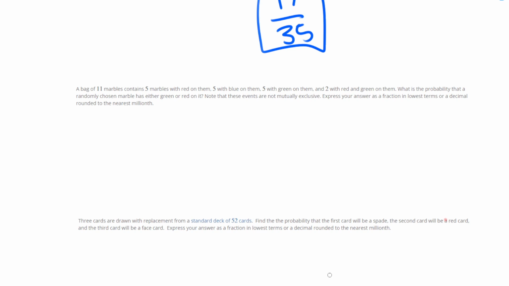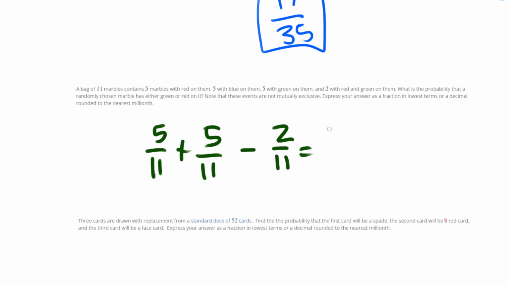So we have these marbles, and we want to find out the probability that a randomly chosen marble has either green or red on it. And these events are not mutually exclusive. So we know that there's a 5 out of 11 chance that it's red, a 5 out of 11 chance that it's green, and it's going to be minus 2 out of 11 because of our rule before. So 5 plus 5 minus 2 is equal to 8. So 8 out of 11. That should be our answer. 8 out of 11 chance. Especially since it's saying or.